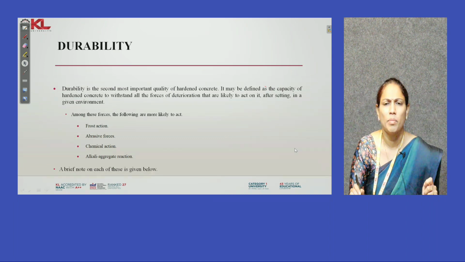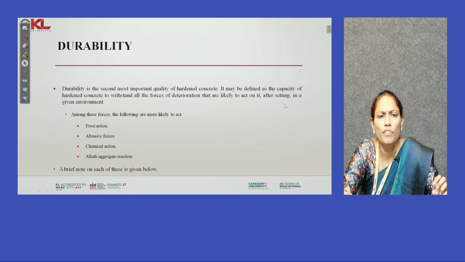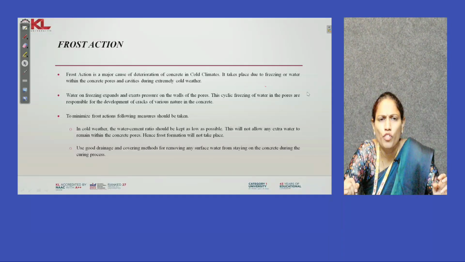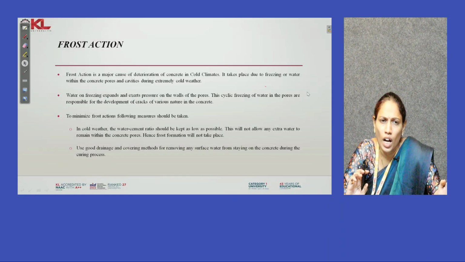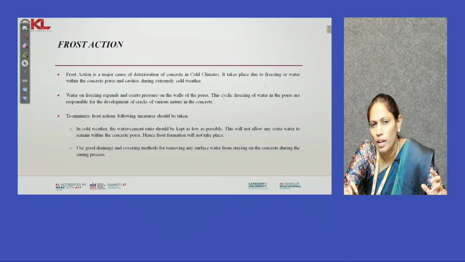So durability depends on many things. When you list them down, there are frost action, abrasion, chemical action, and alkali aggregate reactions, which are briefly explained below. So frost action means high cold climate conditions, which freeze the concrete pores and cavities during extreme cold weather. So what are the conditions of the concrete?